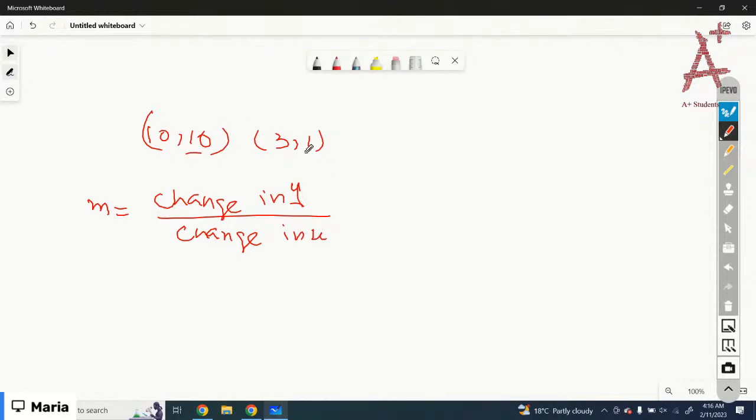Okay, so just subtract the y components, so it would be 1 minus 10, divided by the x components, 3 minus 10. Got it? So 1 minus 10 is negative 9, and 3 minus 10 is negative 7, so it would be 9 over 7. Got it?